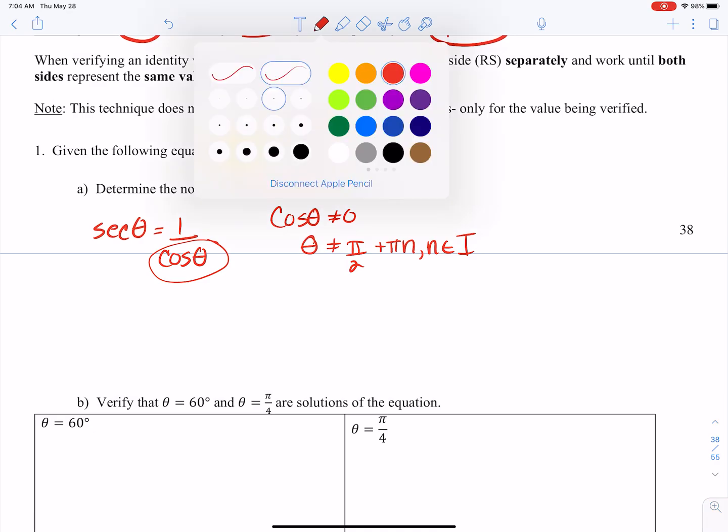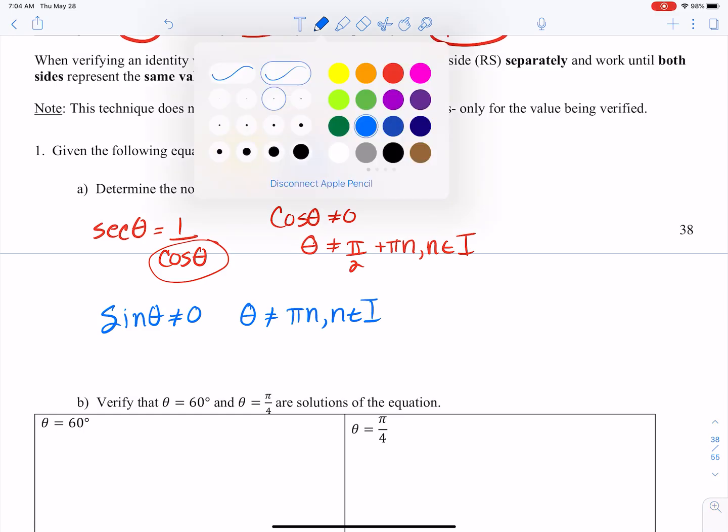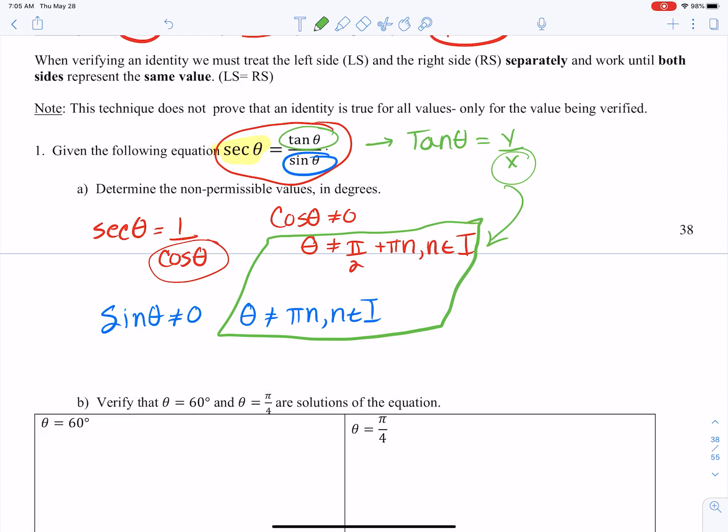Now I'm going to deal with sine in the denominator. I know that sine theta cannot equal 0. Therefore, theta cannot equal pi n, n being an integer. And I also have tan. And we know on the unit circle, tan is equal to y over x. We know that x can equal 0, but it's going to give us the exact same restrictions as here. So my restrictions are done by indicating both of those.